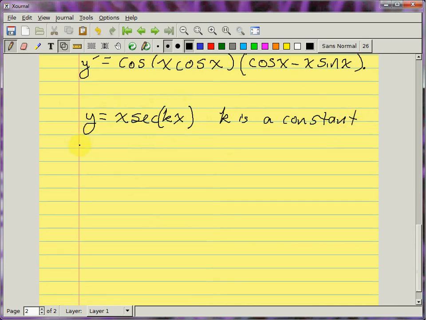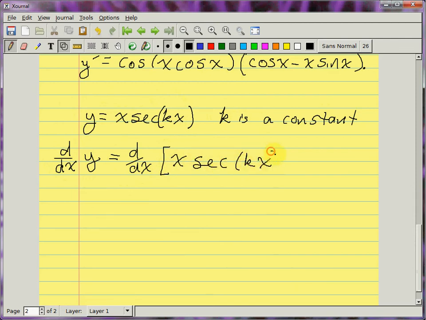And so, I could write y prime here, but just to remind you about why x and k are treated differently, y prime is really standing for the derivative of y with respect to x. So I'll take the derivative with respect to x of both sides, and so here it's x secant kx. Okay, right? So what's the basic form of what's going on here?